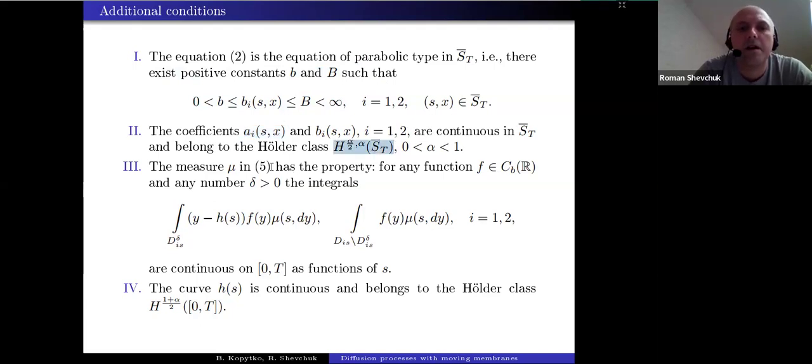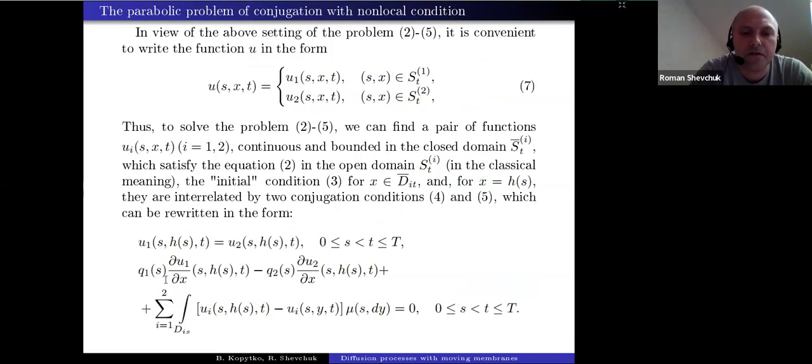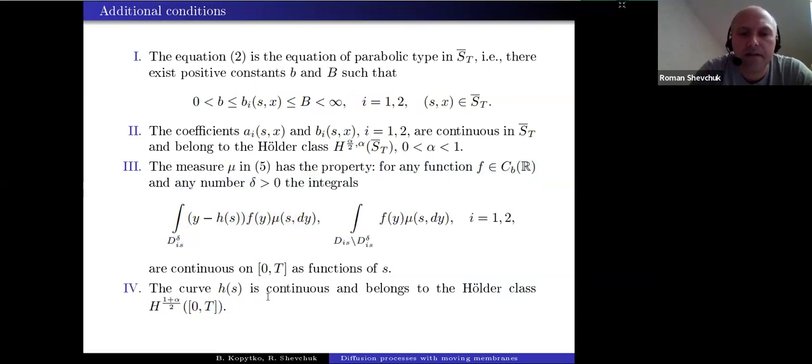Here it is. We need an additional condition on the measure mu. This condition is that for any function f and any number delta, such integrals are continuous on the closed interval [0,T] as functions of s. We also need a condition on the function h(s). It is continuous and belongs to the Hölder class with exponent 1/2 plus alpha/2 on the closed interval [0,T].